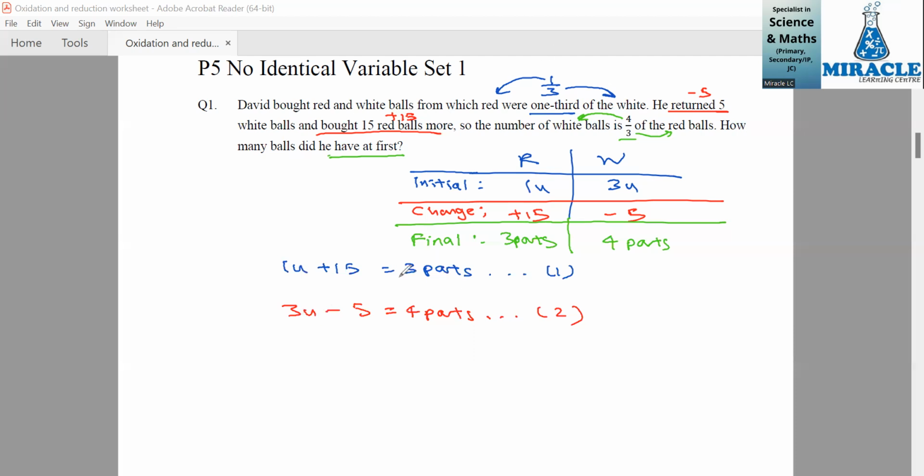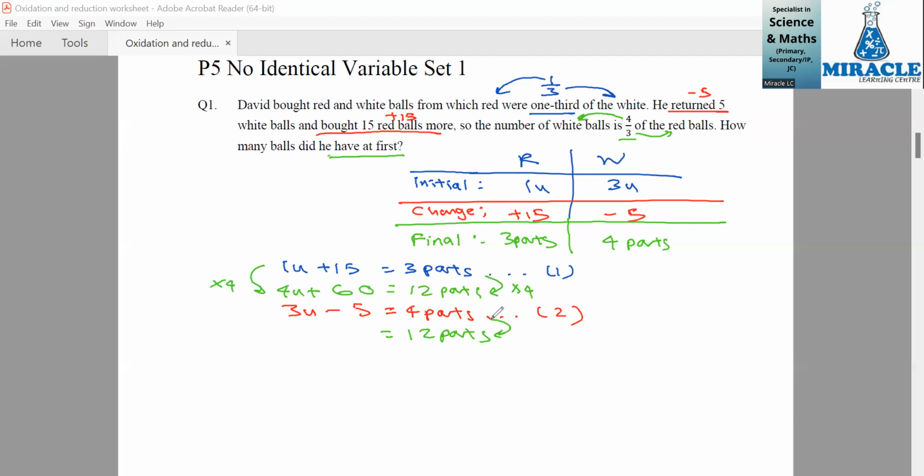So now that we have 2 equations and we want to find the value of 1 unit, we would have to make the number of parts for the first equation and second equation the same, so that we can substitute these 2 equations together. So between 3 and 4, the common multiple is 12. So we want to end up with 12 parts on the right-hand side for both equations. So 3 to 12, you will have to multiply it by 4. So we have to multiply 4 to the left-hand side as well. So this gives us 1 times 4, 4 units, plus 15 times 4, which is 60. So we have 4u plus 60 equals to 12 parts.